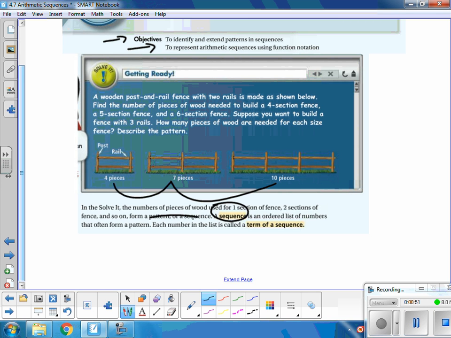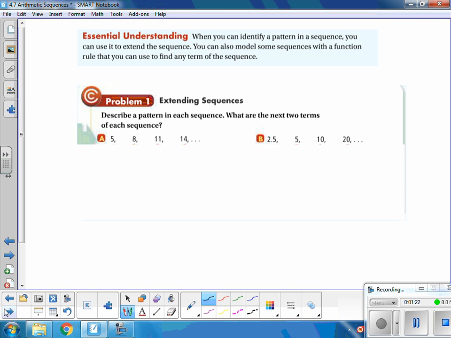A sequence is just talking about a pattern. It's an ordered list of numbers that form a pattern. So when I say sequence, it has a very specific pattern to it, and it's not random numbers. Each number in this list is called a term. So I'm also going to be using the word term. Term is the different results in this pattern. As we put something in, like in a function machine, when I put an x in, I get y out, and the pieces of y are a part of the term. So let's just dive into this and see what happens.